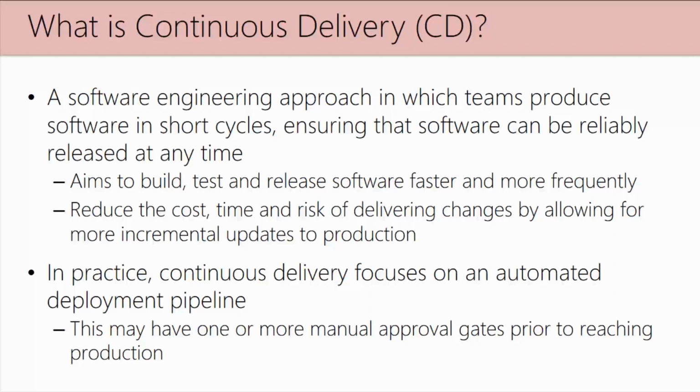In practice, continuous delivery focuses on an automated deployment pipeline. This may have one or more manual approval gates. Of course, you can have managers or developer managers giving approvals at each stage prior to reaching production. But the core idea, the main point here, is that you need shorter cycles of code and then continuously developing and testing and moving that further into the development pipeline all the way to the release area.